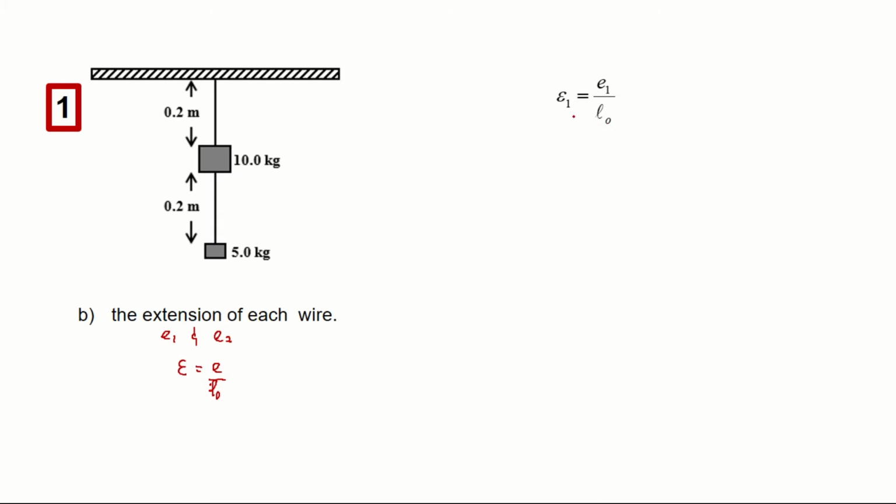So we can substitute the value of E1 from A. L naught is 0.2 meter. This one is L naught 1, and here is L naught 2. So substitute the value, and you can determine E1 here equals 1.78 times 10 to the power of negative 5 meter.